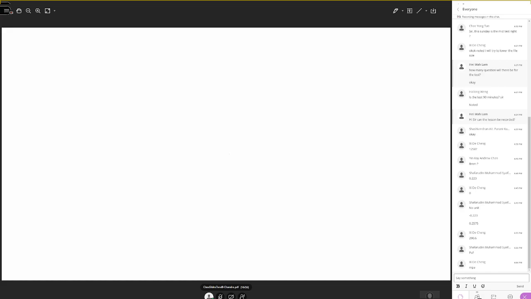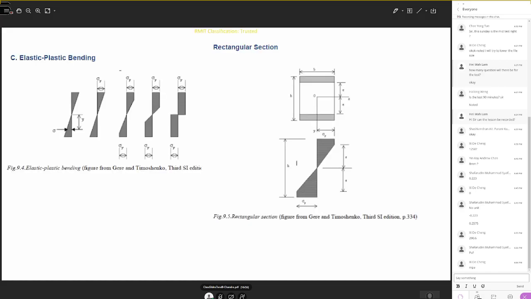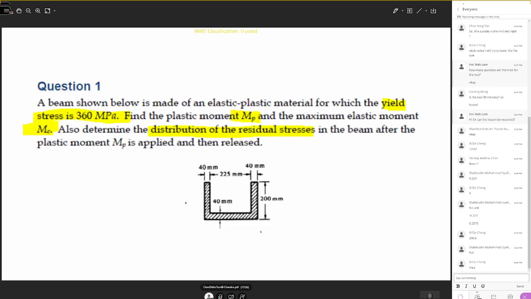In this particular slide, what we see is how elastic plastic bending takes place. In the first scenario, the material is fully elastic. Here, it is partly elastic, partly plastic, and partly elastic. And here there is more plastic and less elastic. And this is completely fully plastic. All right, now let us look at this question.